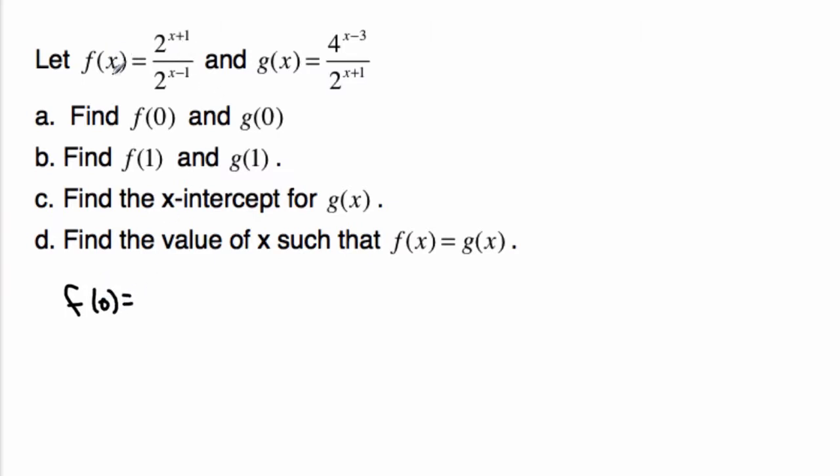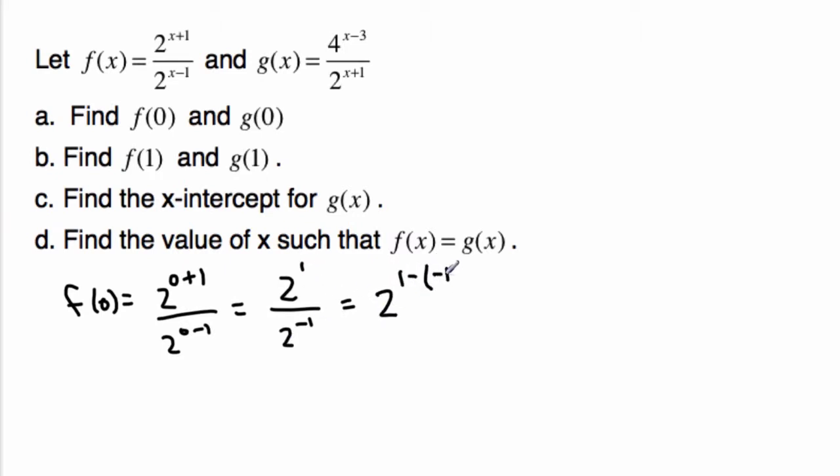That just means to take out every time you see x and plug in 0. So f of 0 is equal to 2 to the 0 plus 1 over 2 to the 0 minus 1. That's equal to 2 to the 1 over 2 to the minus 1. Since they're both base 2, we can subtract their powers. So that's 2 to the 1 minus the power of negative 1, which is equal to 2 squared, and that's 4. So f of 0 is 4. So the y-intercept of f is 4.